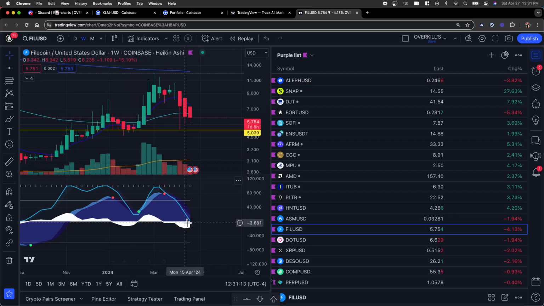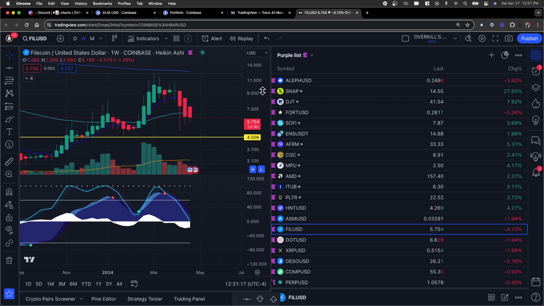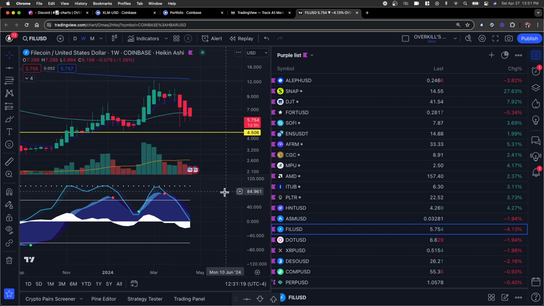Filecoin. Stochastic is now back on the floor. My stop loss on this is around 450. As long as 450 holds, I think we're fine on this. Wait for the green dot. If you want to be absolutely sure, you can start a position here and use a stop at 450 if you want. But again, waiting on confirmation will never let you go broke here, folks.